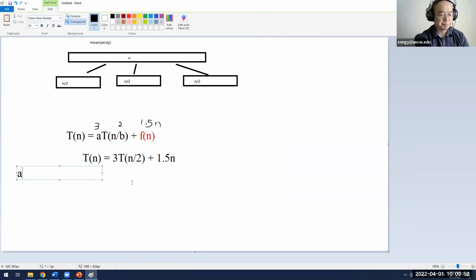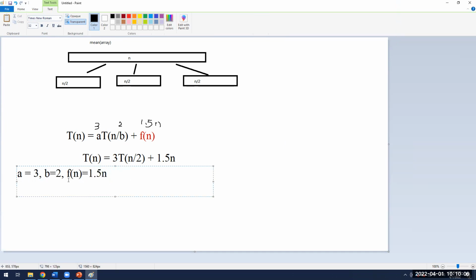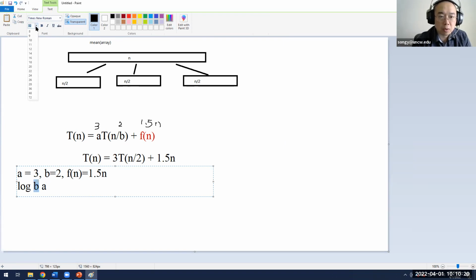Okay, so we are at this place. So a equals 3, b equals 2, and then f(n) is 1.5n, right? Yes. Okay, so those are the information we know. And then we want to figure out a value, that is log base b of a. So this b is going to be a base number. So log base 2. And then what is the a? a is going to be 3, right?